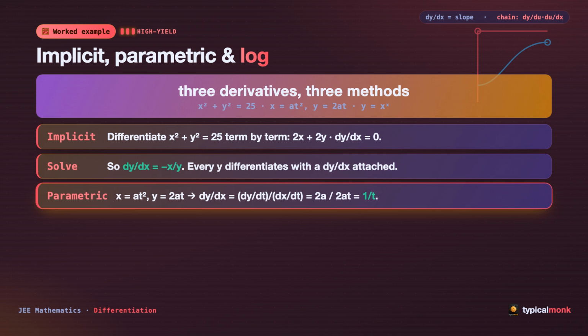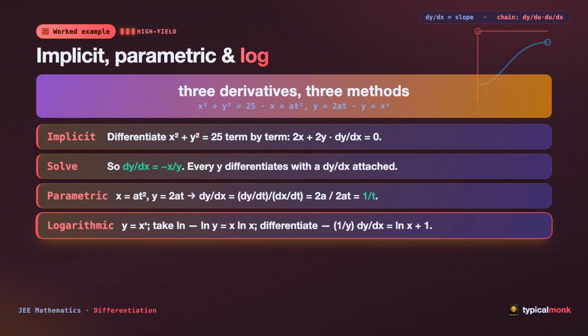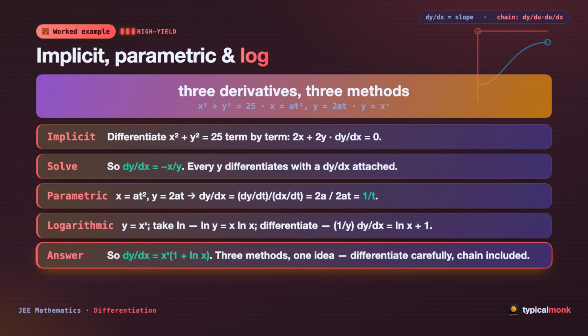The parametric one, x equals a t squared, y equals 2 a t, so dy by dx equals dy by dt over dx by dt, that is 2a over 2at, which is 1 over t. The logarithmic one, y equals x to the power x, take the natural log, log y equals x log x, differentiate. 1 over y times dy by dx equals log x plus 1. So the answer, dy by dx equals x to the x times bracket 1 plus log x. 3 methods, 1 idea, differentiate carefully with the chain rule included.